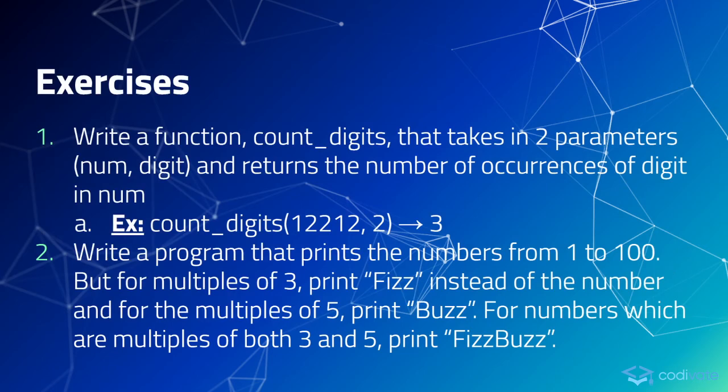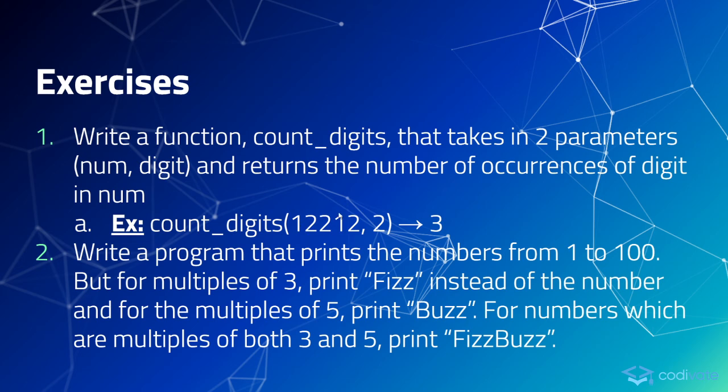These are the exercises for the day. Our first exercise is to write a function, count digits, that takes in 2 parameters, a num and a digit, and returns the number of occurrences of digit in num. For example, if we have the count digits function, and we had the number 1, 2, 2, 1, 2 as the num, and the digit as 2, we would return 3. And the reason is because there's 3 2's in this number here.